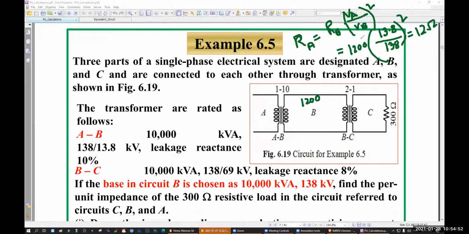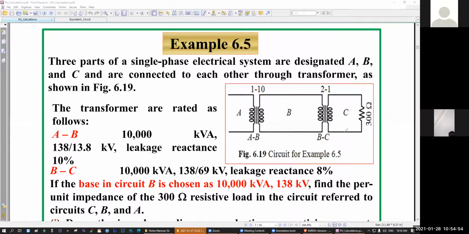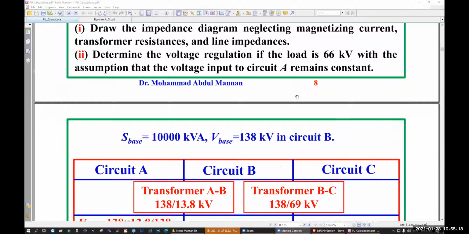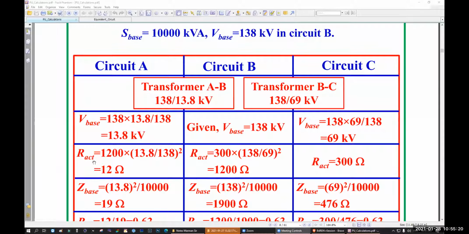Got my point? So if this 300 ohm is converted or changed to that side, it will be 1200. If the 1200 goes from here to here, it will be 12. Got my point? If I move this load from here to here, it will have the effect of 1200 ohms. If I move it from here to here, it will be 12 ohm only. That is the change of side. Remember, these are all actual resistances.